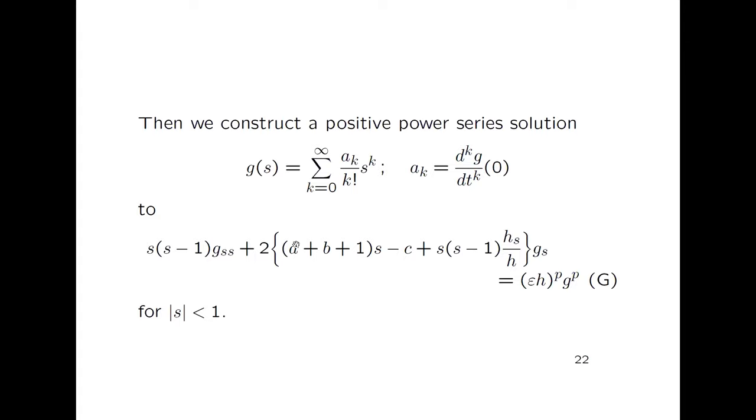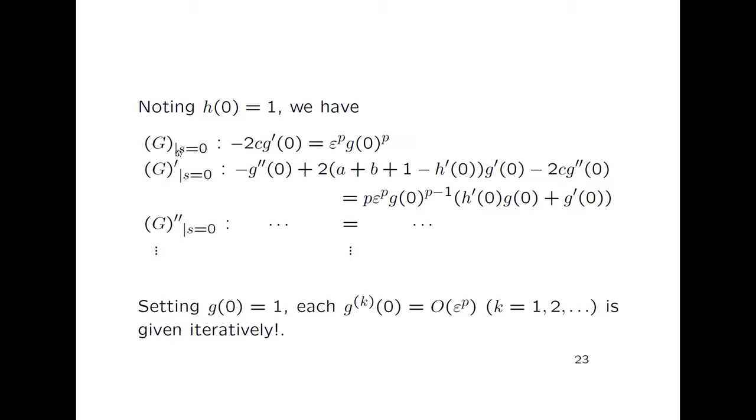To get the relation for a_k, we differentiate both sides of this equation G and take s equal to zero. Then we have some relation for a_k. Let's do it on the next slide. If we just plug in s equal to zero without any differentiation, we have a first relation here. Then we first differentiate both sides of G and take s equal to zero, and we have this kind of relation. Let's see the next one.